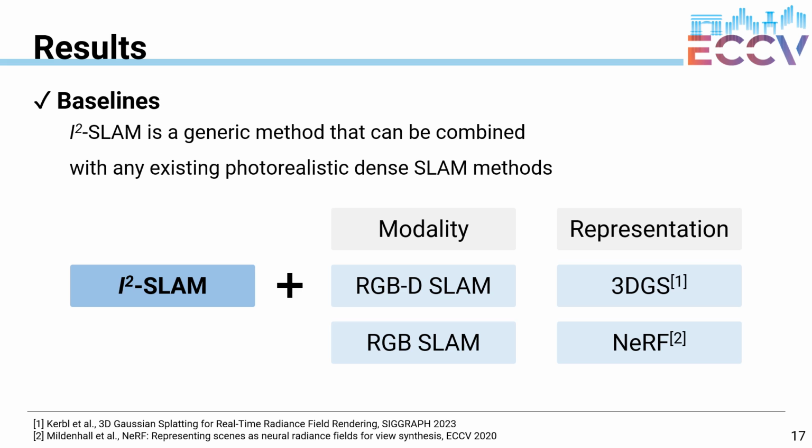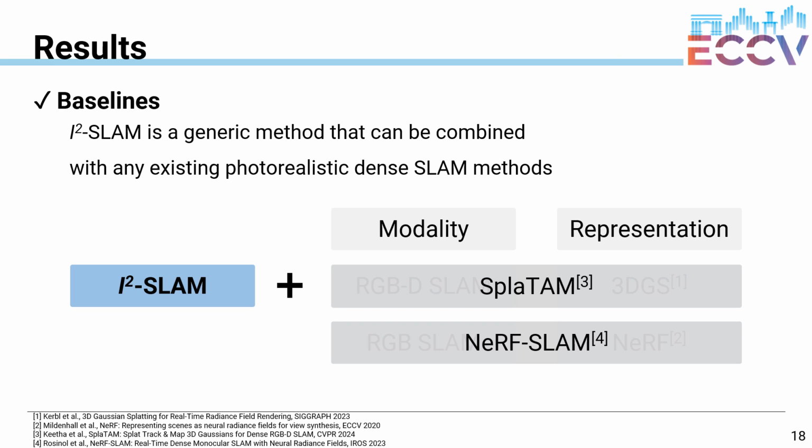I2-SLAM is a generic method that can be combined with any existing photorealistic dense SLAM methods regardless of input modality or map representation type. We demonstrated the effectiveness of our method on two state-of-the-art approaches.